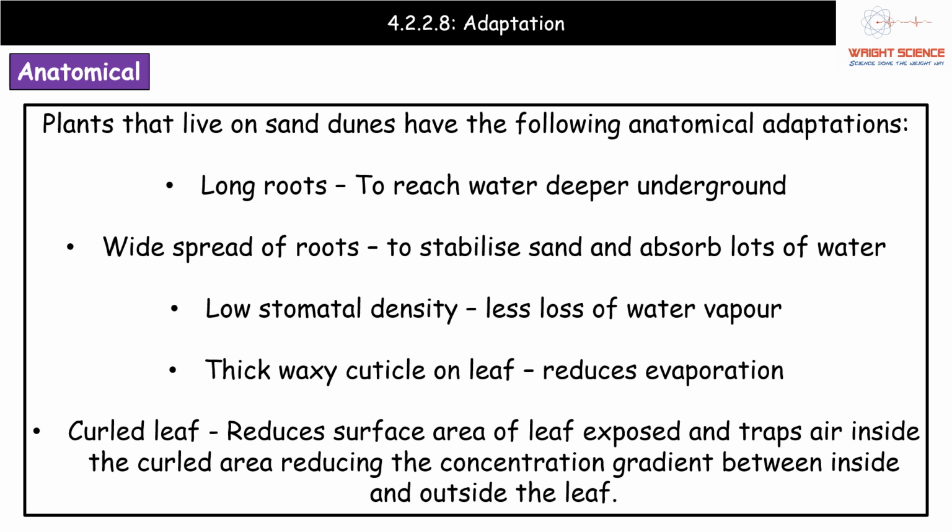They also have this thick waxy cuticle on the surface of their leaf, and the thick waxy cuticle just reduces the amount of evaporation that can take place there. Still with the leaf, we can also find that they can curl their leaves. Now, curling the leaf is actually a very clever way of reducing the surface area that's exposed. And what it's going to do is it's going to trap the air inside that curled area, which means that the concentration gradient between the inside and the outside of the leaf is reduced. And if we reduce concentration gradients, we reduce the likelihood of evaporation taking place.